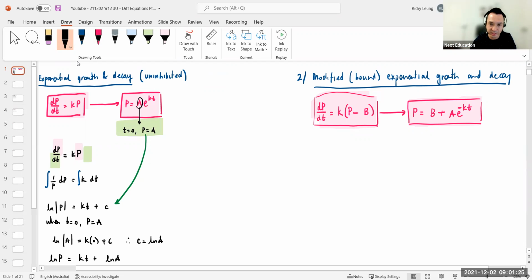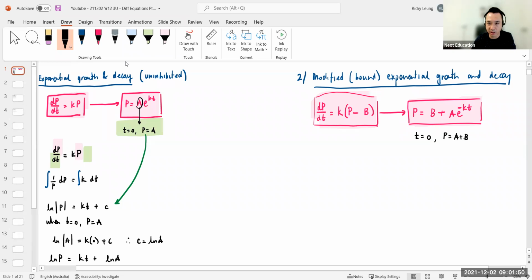Guys, let's once again prove this. But before I do this, what's also important is that when t equals zero, A is no longer your initial population. So your initial temperature, normally it's temperature, because when t is zero, you can see there that the population equals B plus A, or A plus B.